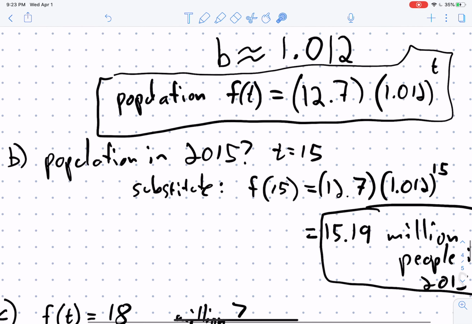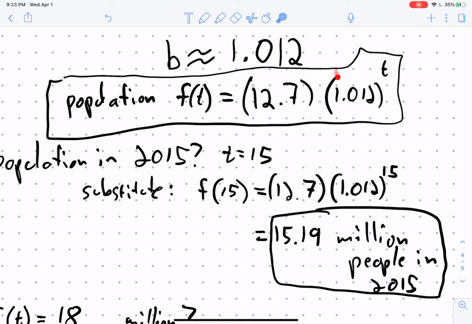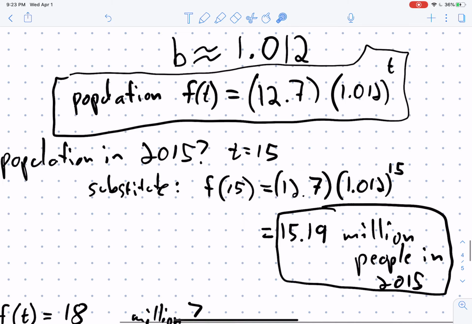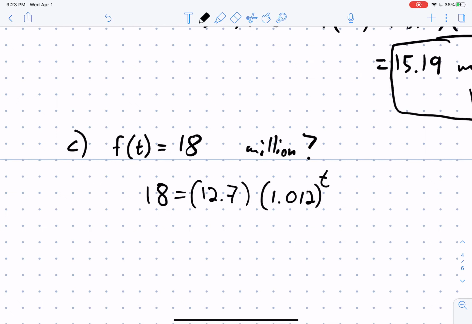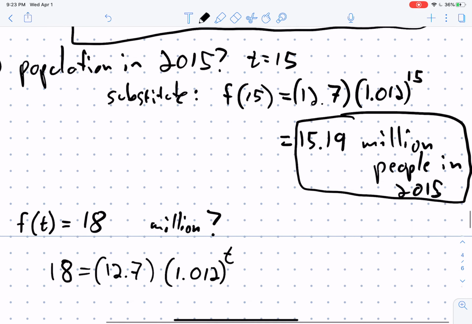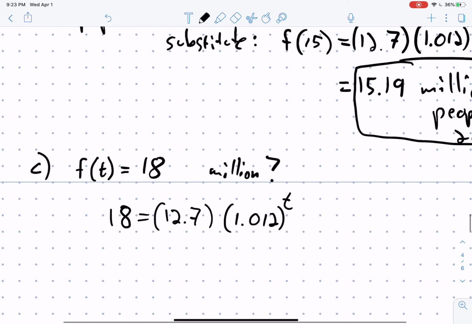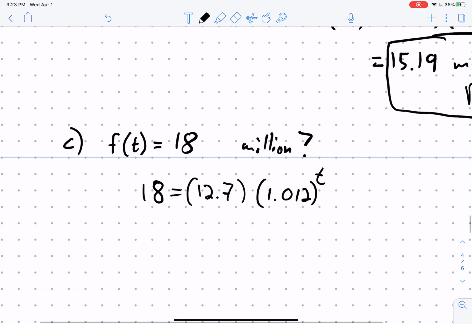And what we're going to do is use our formula. Here's the formula again for the function. And we know what we want the output to be, and we're trying to find the t. So we're just going to replace the output, that f of t, with 18, and then leave the rest of it in there with the t. And that'll give us an equation with t as an unknown. All right, so that looks like 18 is the output, and that's equal to 12.7 times 1.012 to the t. Let's double check we've got our formula correct there. Looks good. Okay.